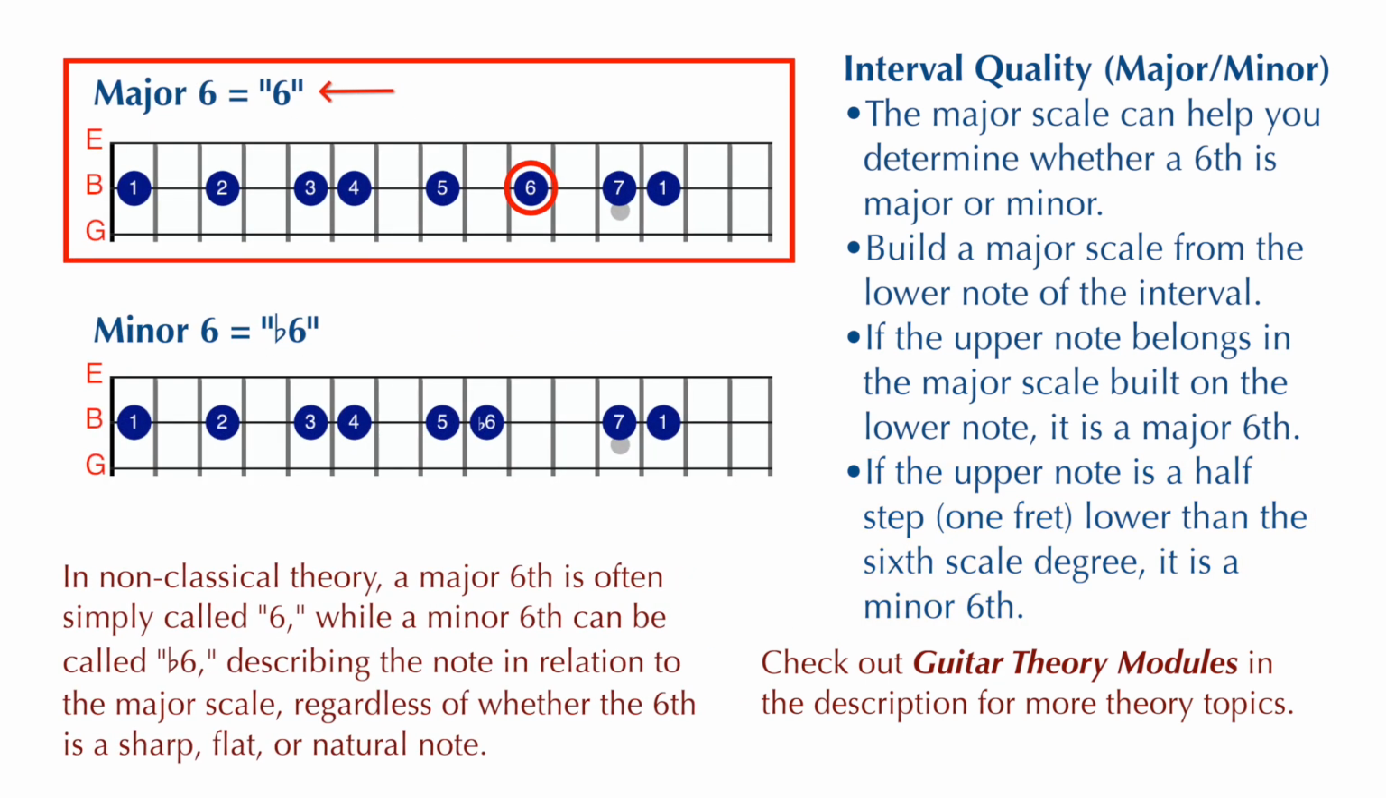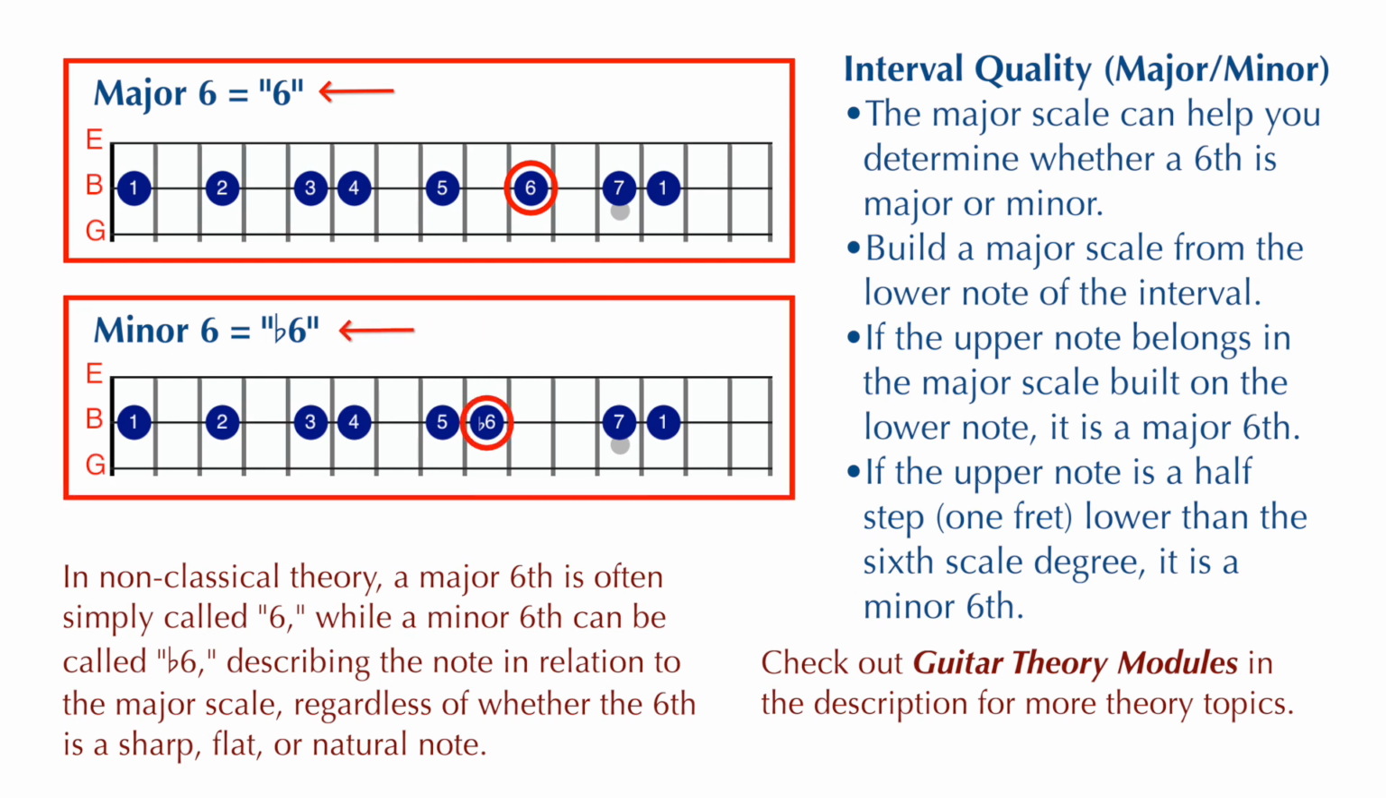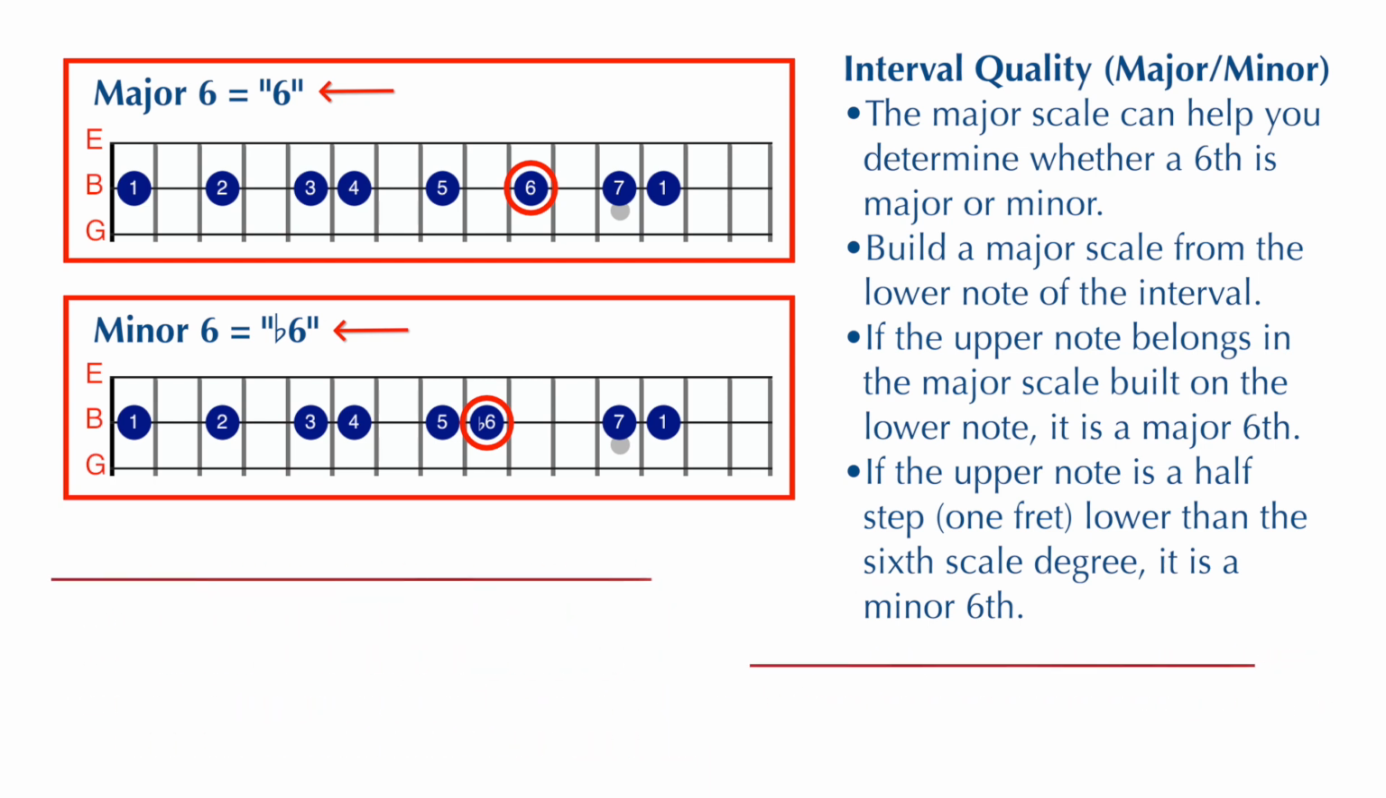In non-classical music, the major sixth is often referred to as just sixth, and a minor sixth can be called flat sixth. And this has nothing to do with whether that sixth is a flat, sharp, or natural note. It only describes it in relation to the major scale. That being said, I'm going to use the terms major and minor sixth in this lesson.